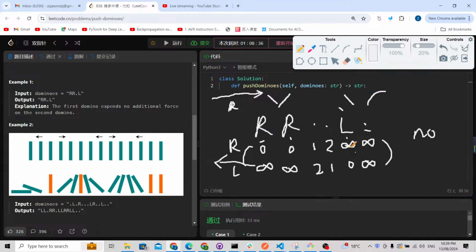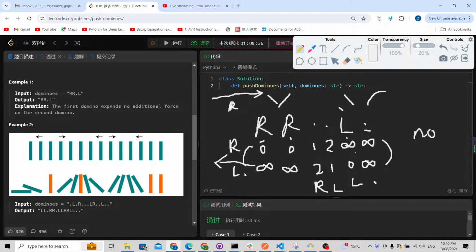The distance to the R is infinity. It means there will be nearly no influence for this R. So if this R is more than L, this infinity is more than 0. What are we going to do? We're going to keep it as L. So this is a dot and this is L. And for this one, because the distance to R is 2 and the distance to L is 1, what are we going to do? We're going to keep it as L, and similarly here is going to be R.